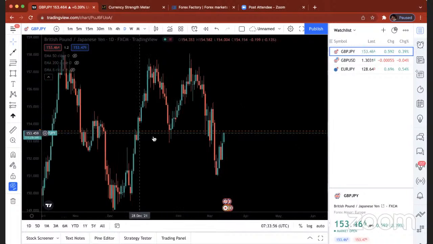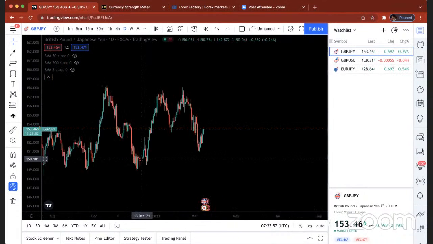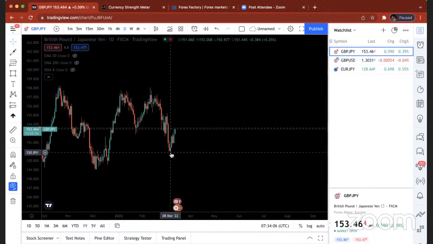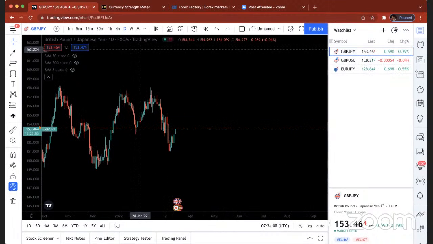But you could just see from an overall perspective, it found support. Really right here, boom, boom. I mean, this is a heavy support area on the daily, which rejected. If it would have broke this area and continued down, it would have been a huge sell.